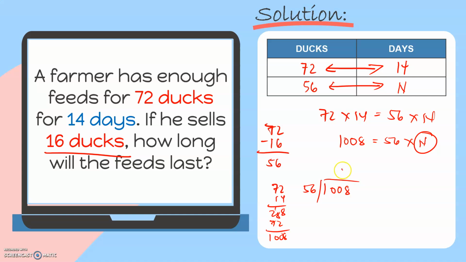Okay, we'll have here 1. Then this will give us 4, and this will be 4 as well. Okay, now let's try 8. We'll have 8 times 6, that will give us 48. 8 times 5 is 40 plus 4, that's 44. Therefore, the feeds will last for 18 days if the farmer only has 56 ducks left.